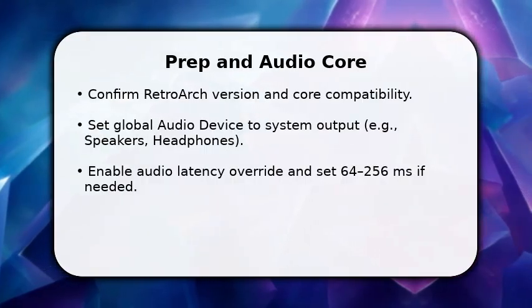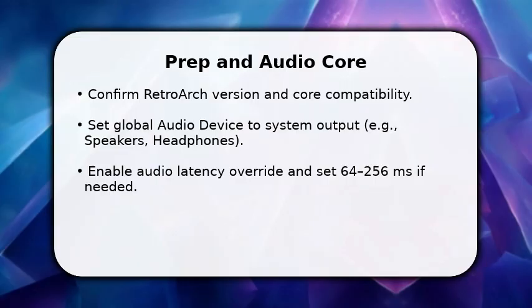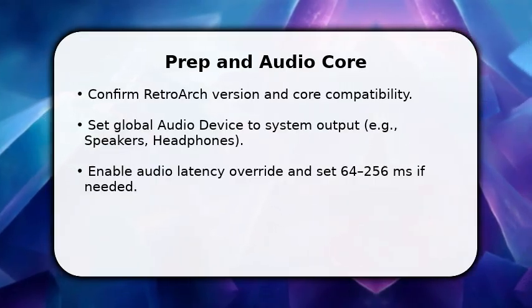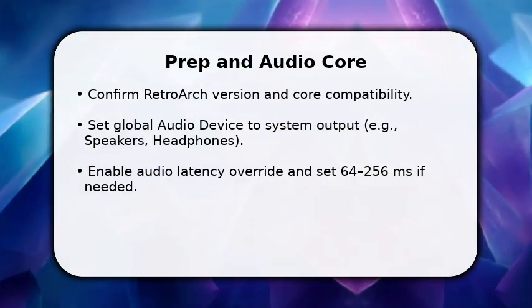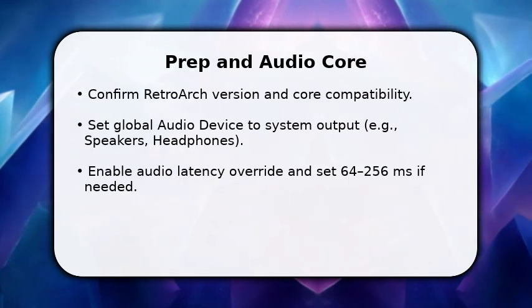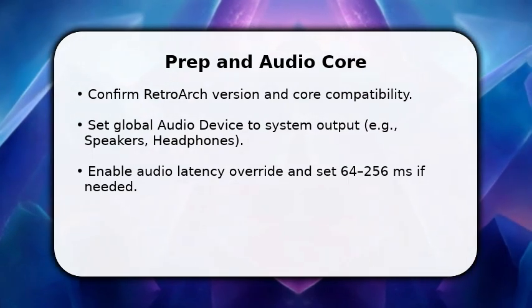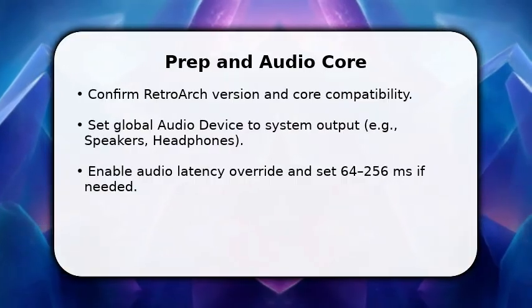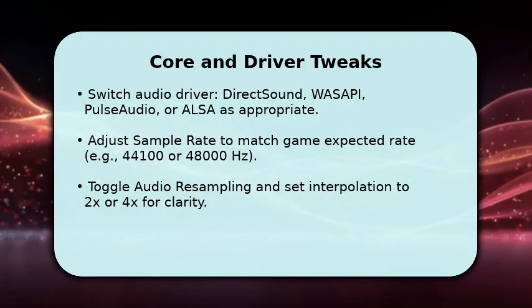Lower values reduce lag but may crackle, so choose 60/256 ms to balance stability. Once done, save a new config, so you have a baseline to return to if you change cores or devices later. You now focus on the middle steps, driver and core-specific settings.